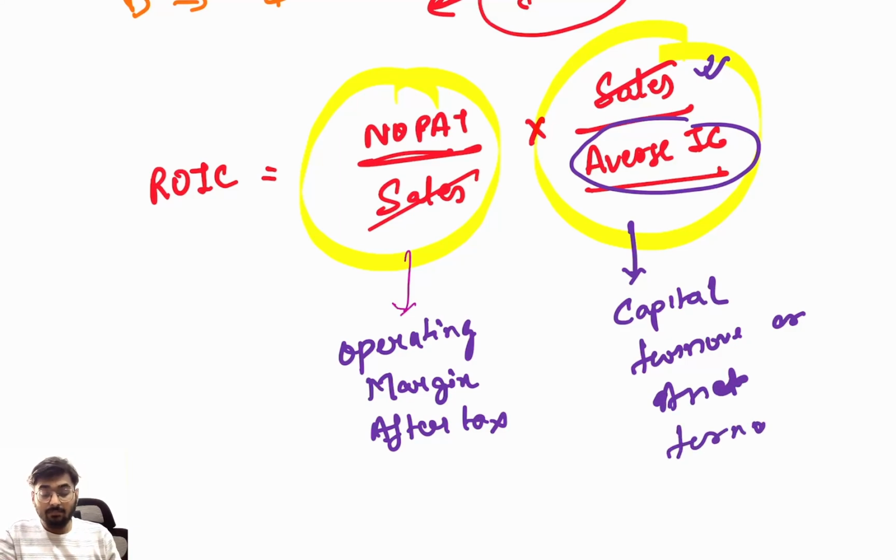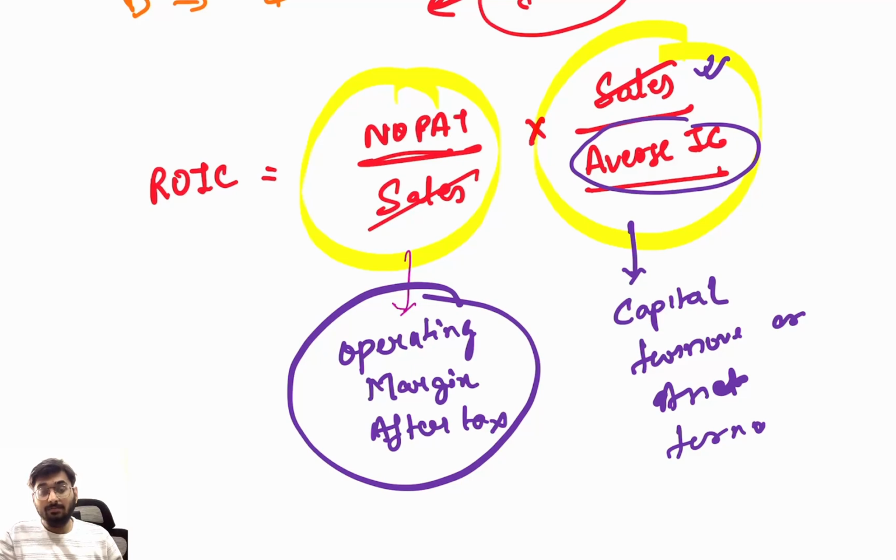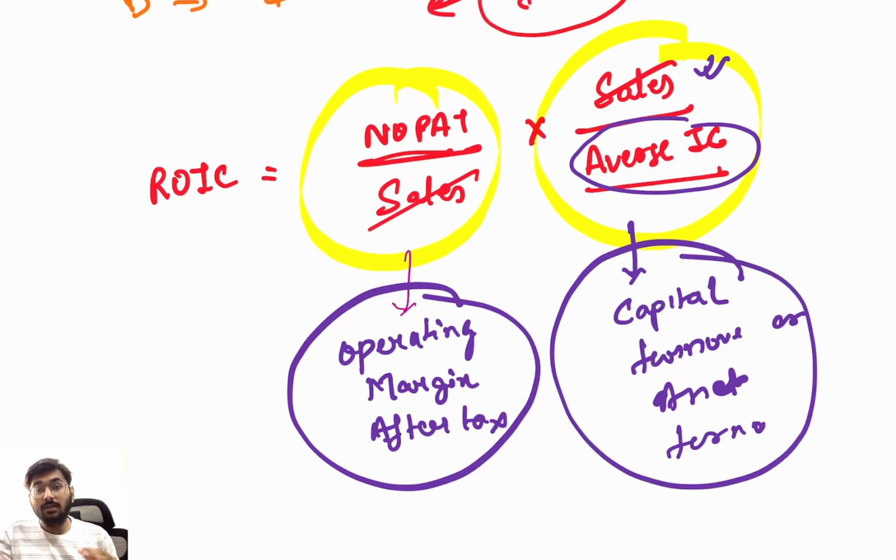So suppose in the exam no information is given about NOPAT, sales, average IC, but they have given you operating margin after tax, and they have given you the capital turnover. Multiply them and you will get your ROIC. Clear? So ROIC is the product of operating margin after tax and invested capital turnover. Clear? So if I am a company and I want to increase my ROIC, what can I do? I can improve my operating margin after tax, or I can increase the capital turnover. Clear? So being an analyst, I will compare ROIC to the investors' required rate of return.